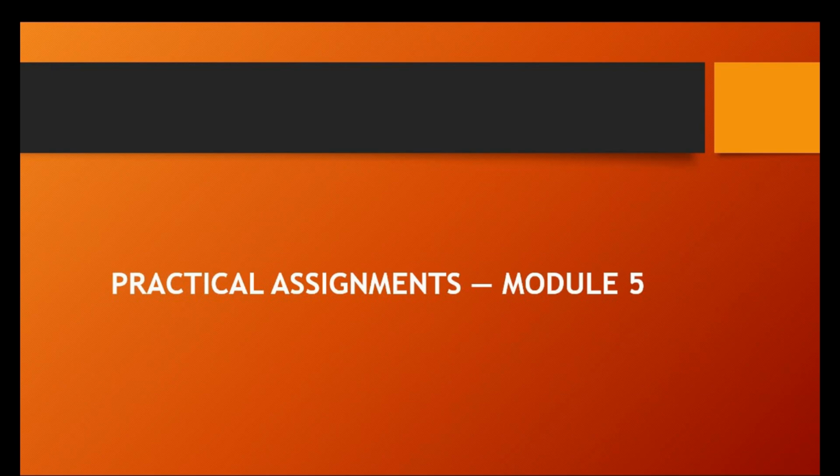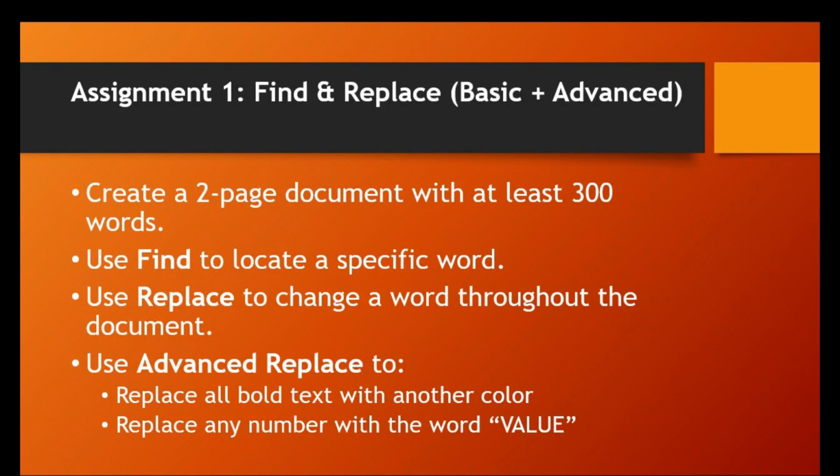Practical assignment for Module 5. Assignment 1. Find and replace. Now, create a 2-page document with at least 300 words. Use find to locate a specific word, and also use replace to change a word throughout the document. Use advanced replace to replace all bold text with another color. Then also replace any number with the word value.